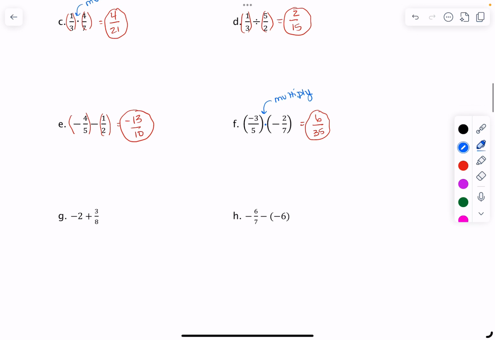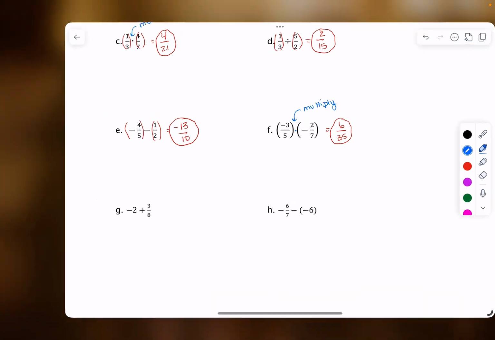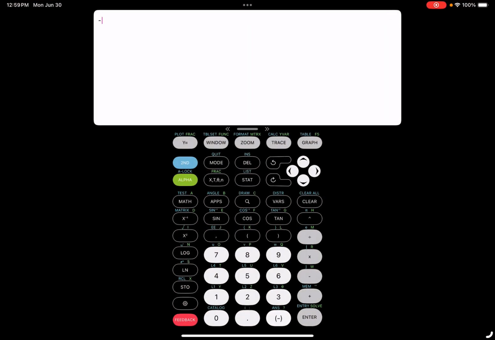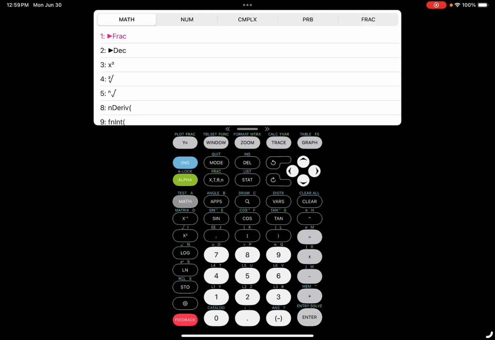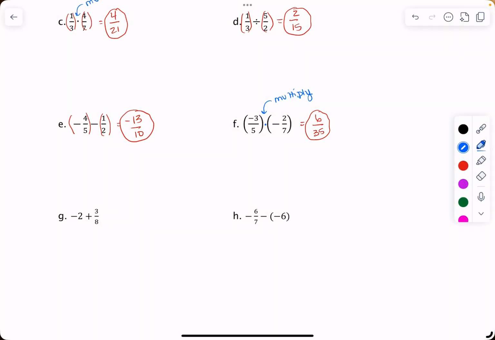Okay. Letter G is negative 2 plus 3/8. The part with negative 2 is that you don't need to put that negative 2 in parentheses, but you do need to put the 3/8 in parentheses. So plus 3 divided by 8, math, enter, and I get negative 13 over 8. Let me change color.